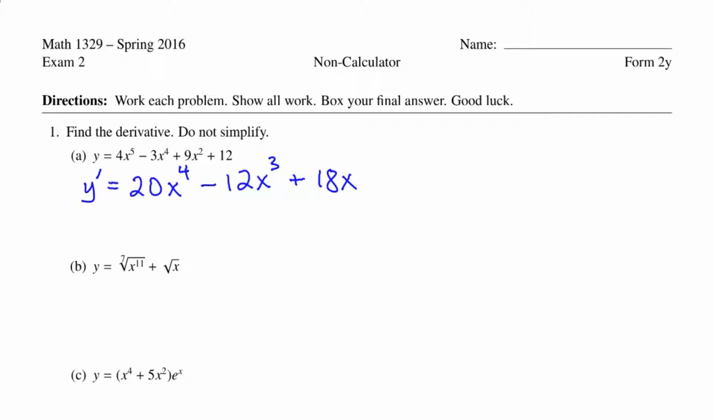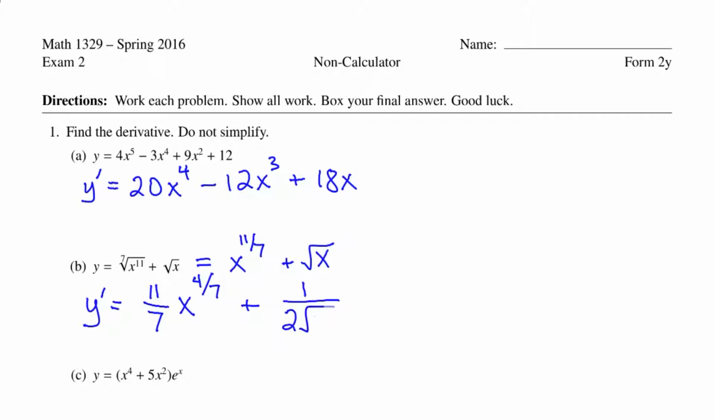Part B, we can't do this one quite yet. We need to rewrite it algebraically. So the 7th root of x to the 11th becomes x to the 11 over 7 power. The square root one, since we know its derivative, we can leave it the same way here. So the derivative is going to be, bring the 11 sevenths down, times x, and then lower the power by 1. Remember the trick that we had. We take 11 minus 7, and that gets you 4, and then leave the denominator the same. So the power is 4 over 7, and the derivative of the square root function is 1 over 2 square roots of x.